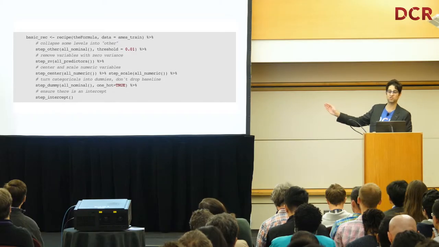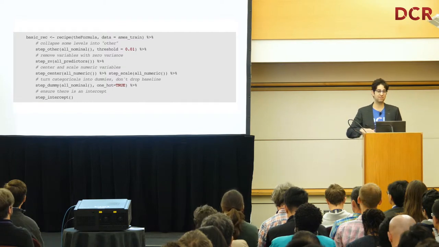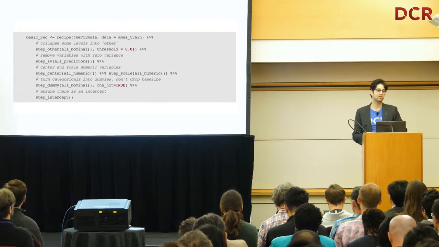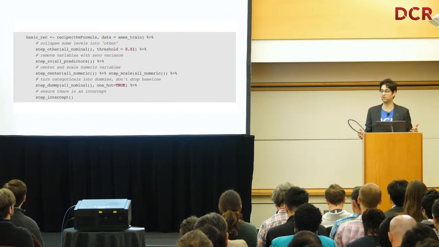And in this case, we are not dropping the baseline. If there are k levels, we are getting k dummy variables. Because with the lasso, you don't need to worry about collinearity. And we're adding an intercept explicitly, because if you don't, the model might not give it to you.